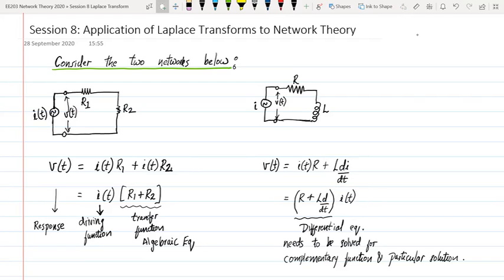So d by dt is an operator. Okay. It's not a number. R is a number, L is a number, d by dt is an operator. It's performing an operation. Okay. So what I have here is a differential equation as a consequence of this mathematical operation, which is different from an algebraic equation. So this is an algebraic equation, this is a differential equation. Let's highlight that.